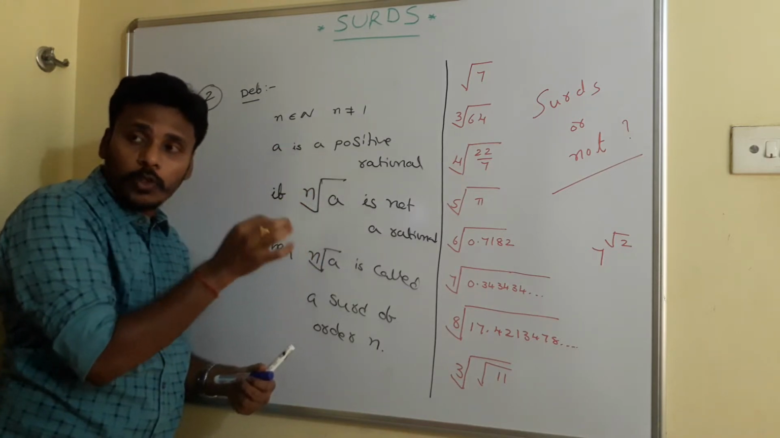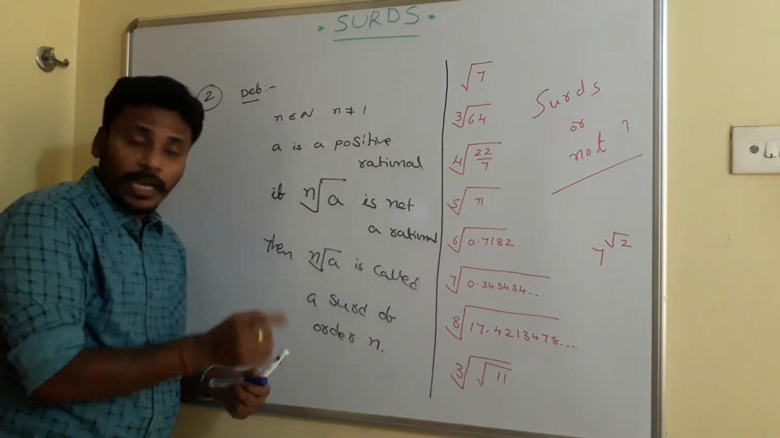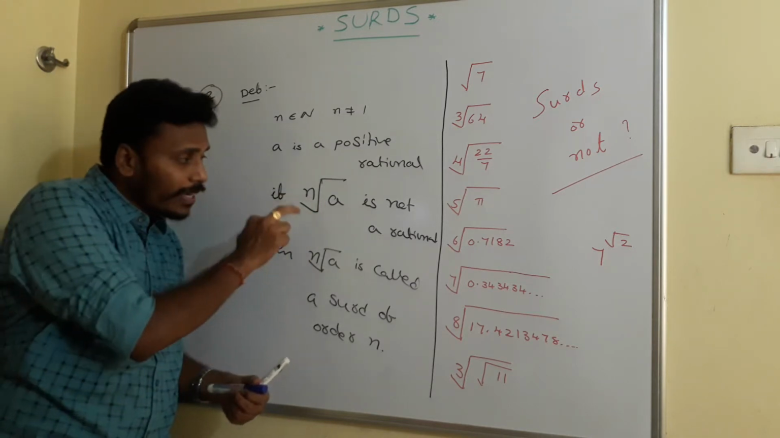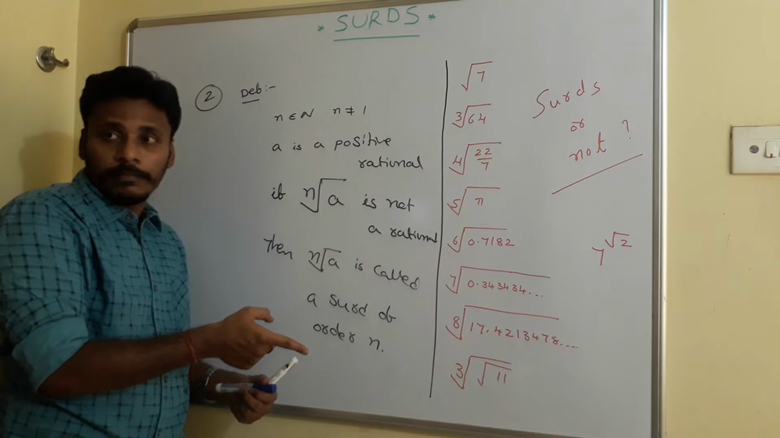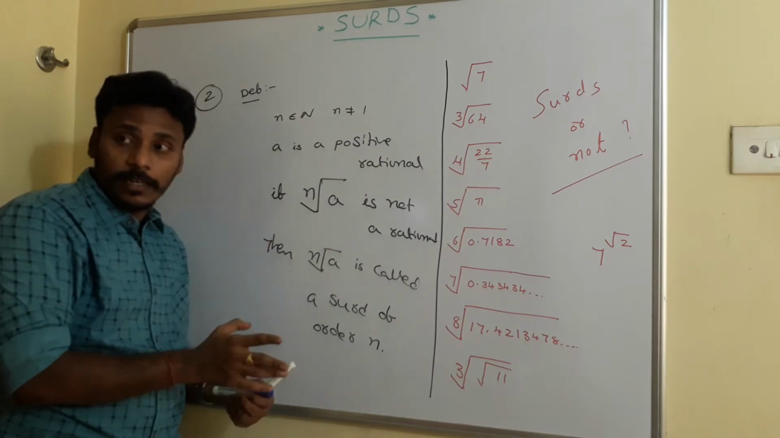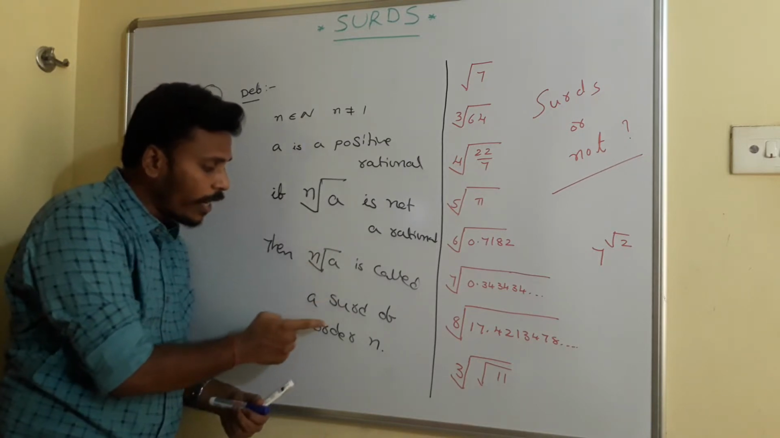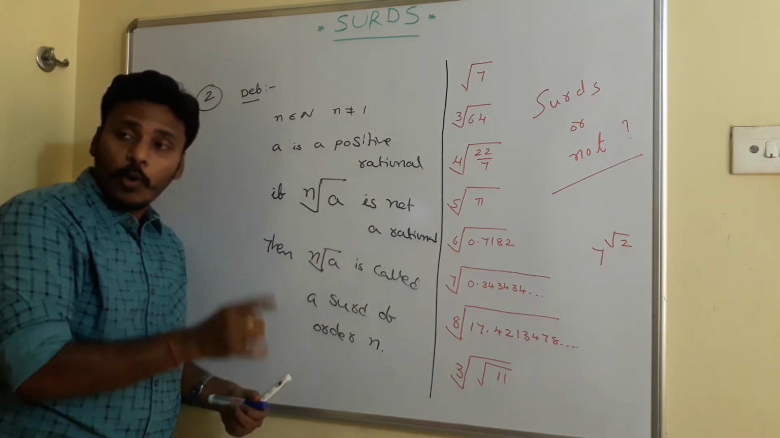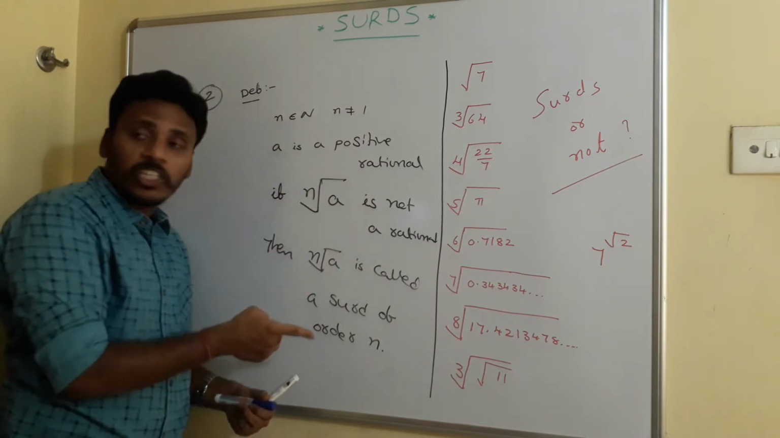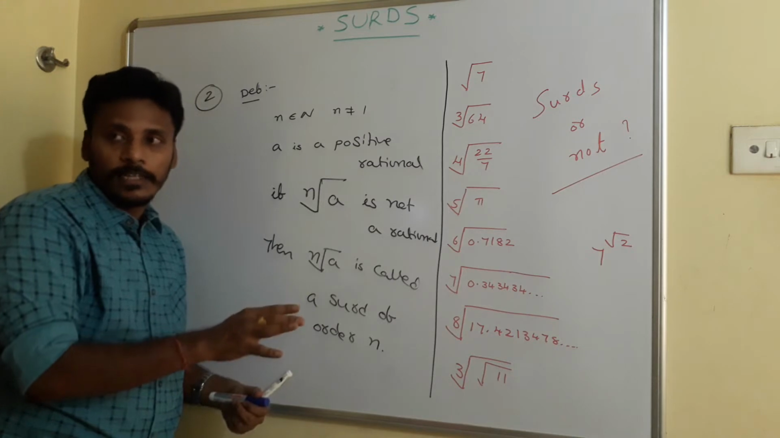So if n is a natural number not equal to 1 and a is a positive rational number, you need to check the nth root of a. If that nth root of a is not a rational number, then that nth root of a is called a surd of order n. If the nth root of a is rational, then it is not a surd.